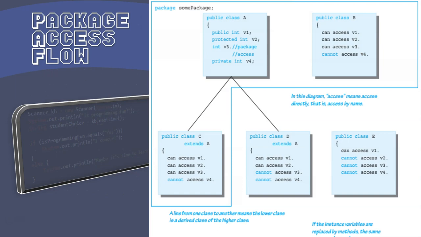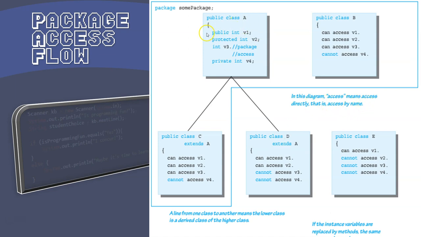So with our package access, let me just really quickly give you a visual outlay here. We have a public class A, public class B. This, of course, is in a package called somePackage. And you'll notice that we have two classes that are derived here. We have class C, which is extending, and D, which is extending. And of course, we have this other class E. Now, you'll notice it says a line from one class to another means the lower class is derived, so that's these right here. Now, access, of course, means we can access it directly by name.